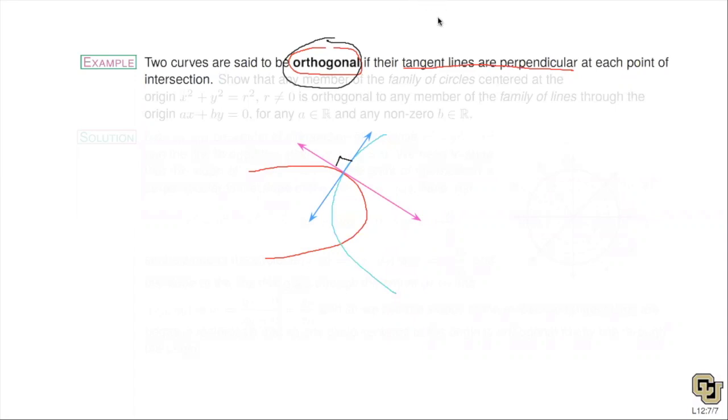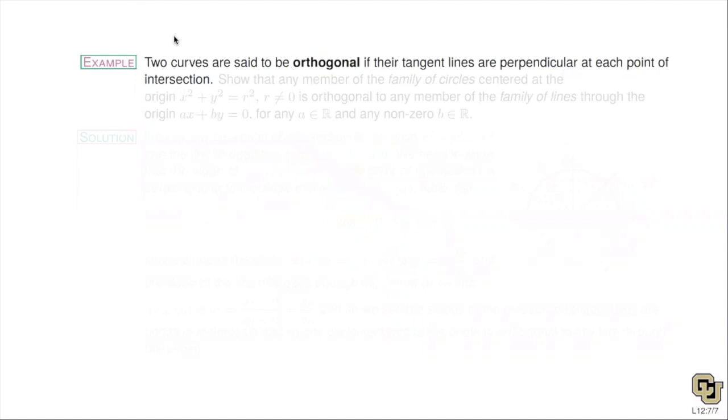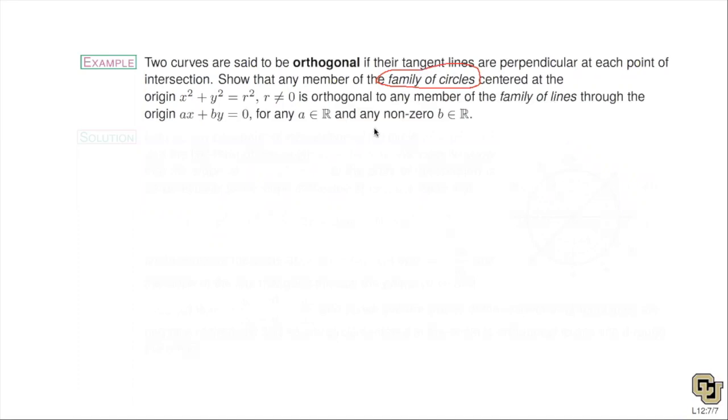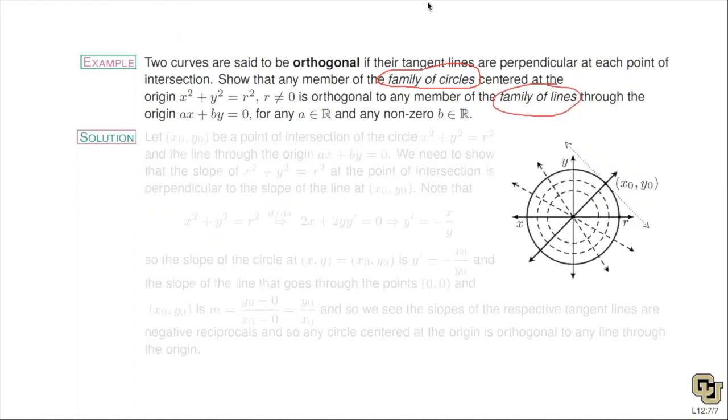It seems random now, but this does have an application, I promise you, and I'll show it to you in one second. So let's solve this example. The example wants us to specifically show that the family of circles centered at the origin are orthogonal to the family of lines that go through the origin. So what does that mean? I drew a picture here, or actually maybe I'll do a picture from scratch, starting out with a circle centered at the origin.